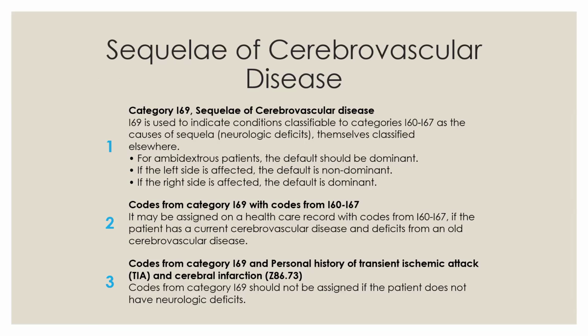Codes from category I-69 for sequelae of cerebrovascular disease that specify hemiplegia, hemiparesis, or monoplegia identify whether the dominant or non-dominant side is affected. Should the affected side be documented but not specified as dominant or non-dominant, and the classification system does not indicate a default, code selection is as follows. If you remember from our last session, we discussed dominant versus non-dominant.